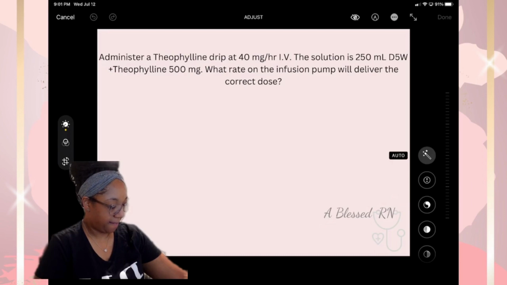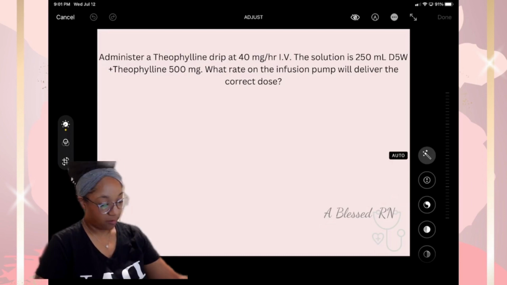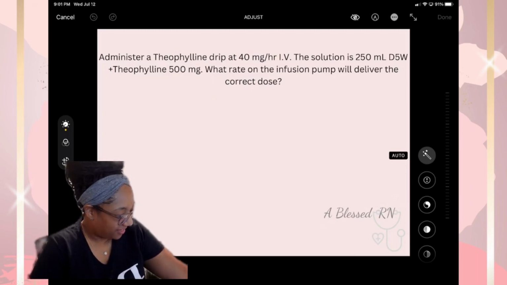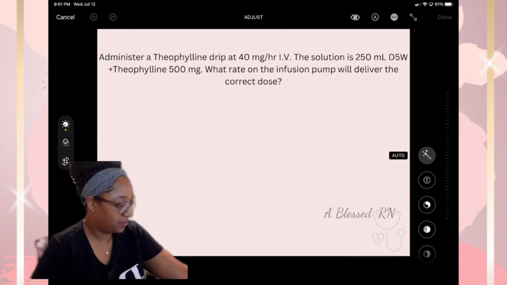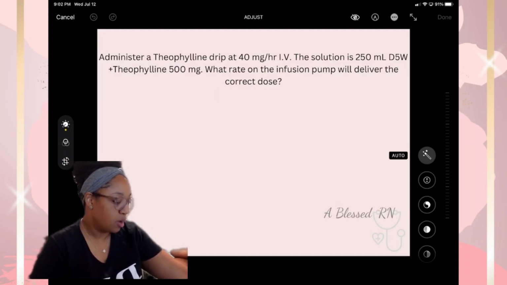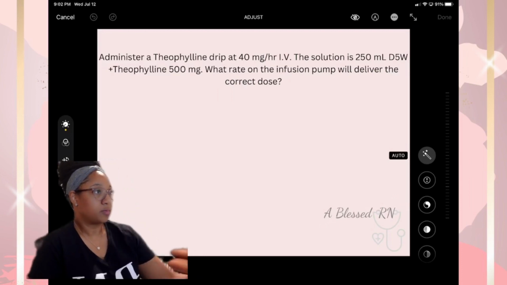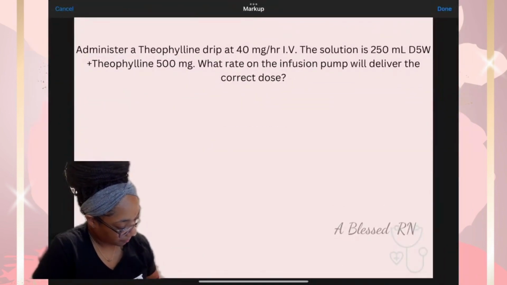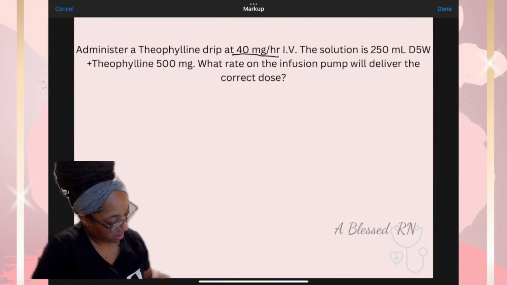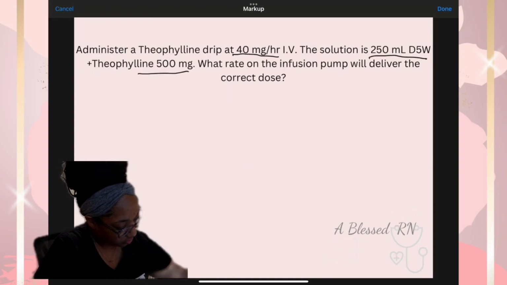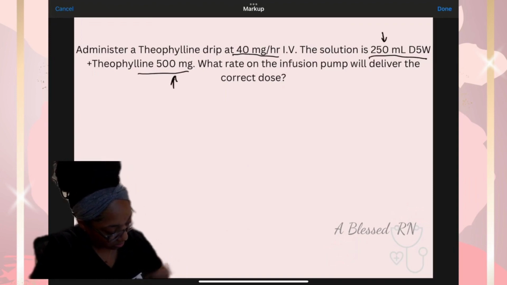Alright. Let's see. Administer theophylline drip at 40 milligrams an hour in the IV. The solution is 250 mLs of D5W plus theophylline 500 milligrams. What rate on the infusion pump will deliver the correct dose? Alrighty, so that's what we got going. So this is your volume, and this is your strength, okay?